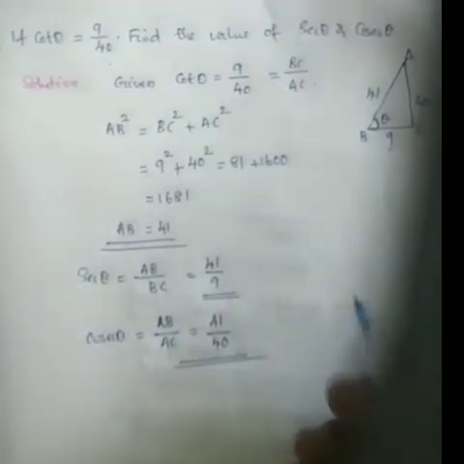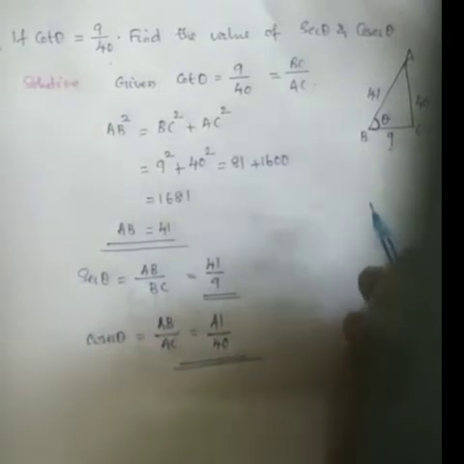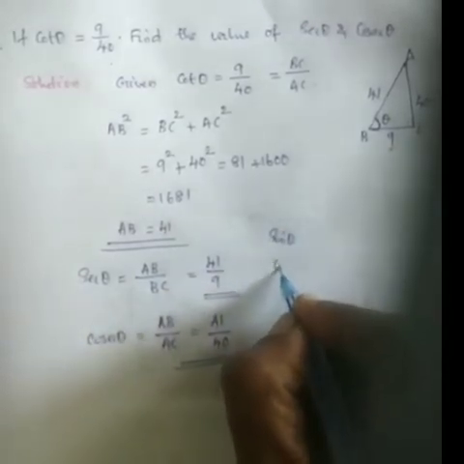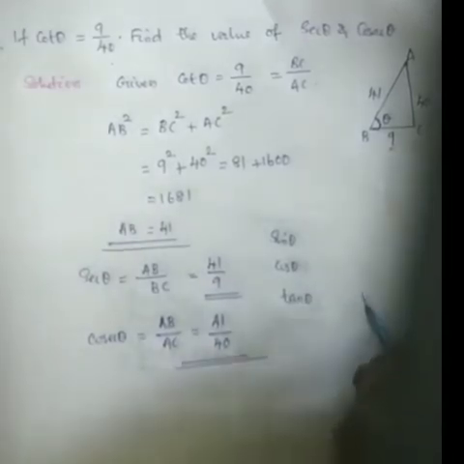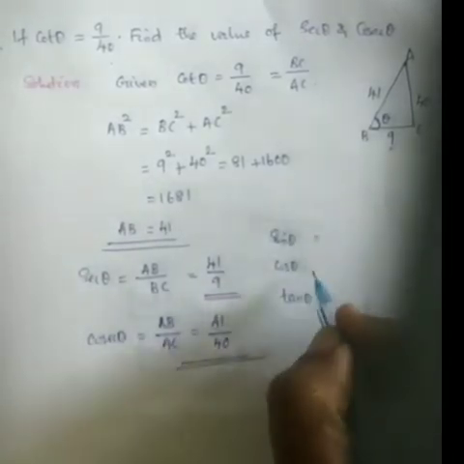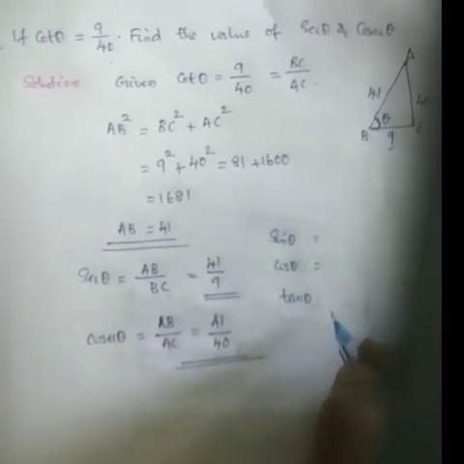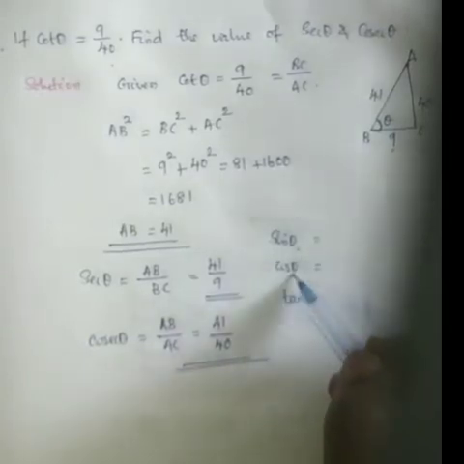Using this method we can find out the other three trigonometric ratios also. What are the other ratios? Sin theta, cos theta, tan theta. Sin theta is opposite side by hypotenuse, cos theta is adjacent side by hypotenuse, and tan theta is what? Opposite side by adjacent side, or we can write sin theta by cos theta.